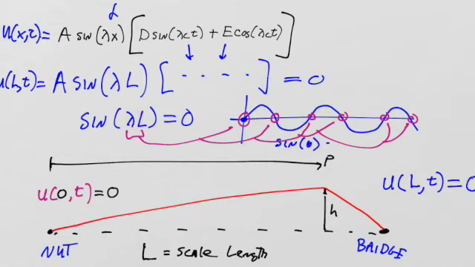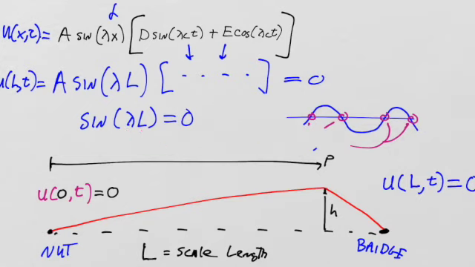Lambda has to be such that the sine of lambda times L equals 0. So lambda times L must be one of these numbers, right? Lambda has to be chosen so that the product of lambda and L is one of these numbers: 0, pi, 2 pi, 3 pi, 4 pi, in order to make this true. Not a hard thing to do, right?